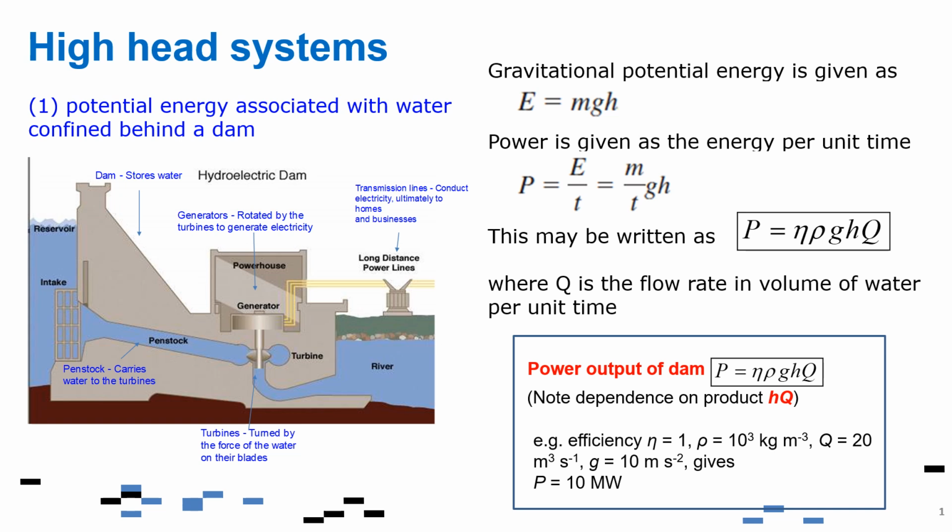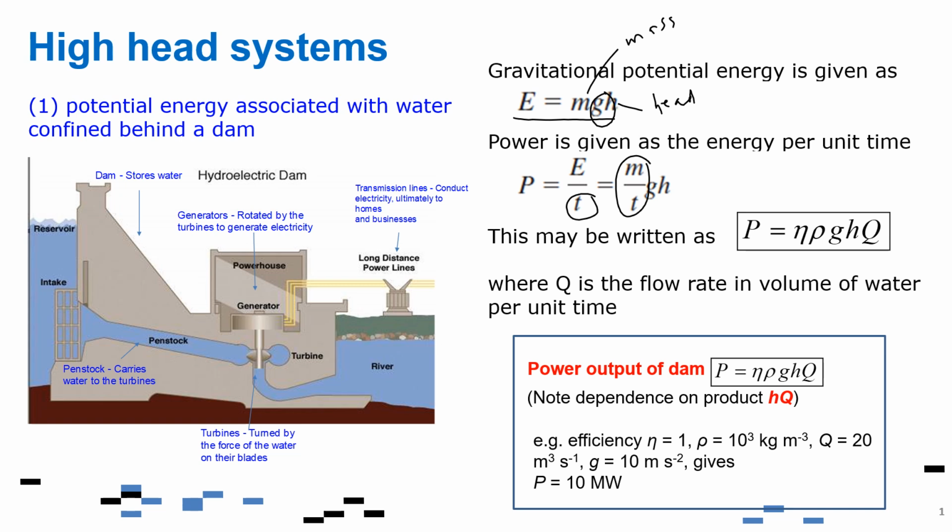For the mgh, as we understand, m stands for mass, and h is the head. Of course we know what g is, which is the gravitational constant. If we want to convert that to power, we can just add per second, or per unit time. So energy per unit time is power. In this case, mass over time is basically the mass flow rate.